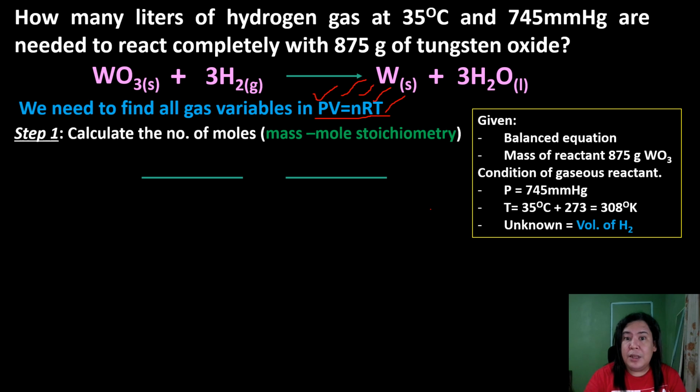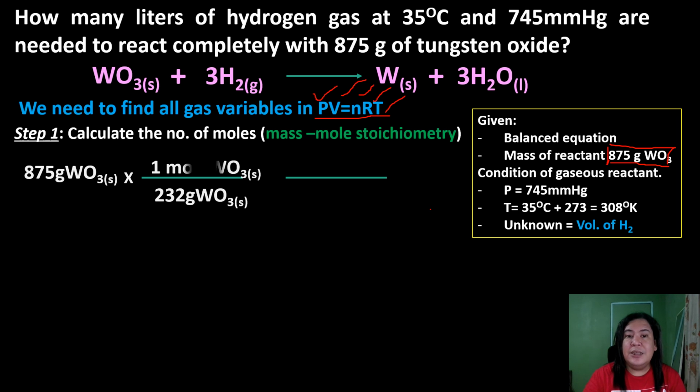So you are now familiar with the mass mole stoichiometry kasi ito yung lesson natin na nauna. Okay? So in our given, meron na tayong grams. Okay, ito yon, yung 875 grams of tungsten oxide. So that will be your starting amount in computing for the number of moles. Okay, so starting amount natin is in grams. So ang next dyan is the molar mass ratio. Okay, cancel yung grams. And then next is the stoichiometric coefficients.